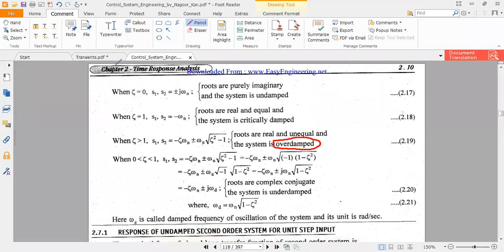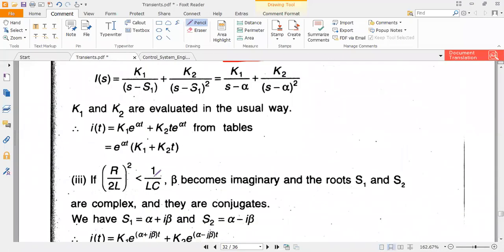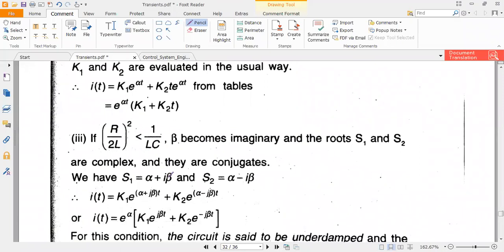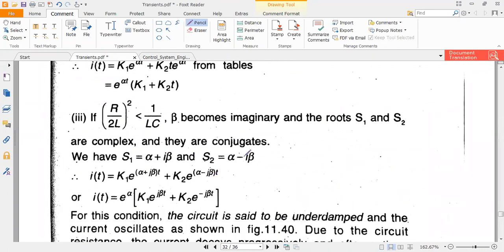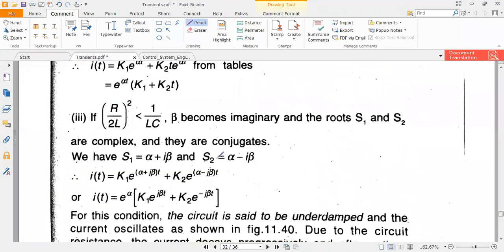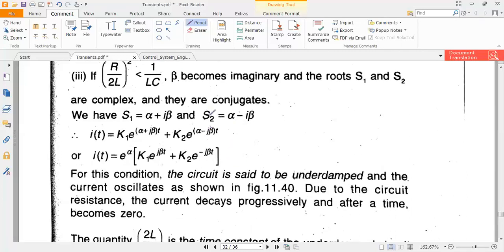Now in the third case, take the condition (R by 2L) whole squared is less than 1 by LC. Then the value inside the root is negative, so you get a j term, and the roots are complex conjugates. So what is the system? The roots are complex conjugate and the system is underdamped. For this condition the circuit is said to be underdamped.